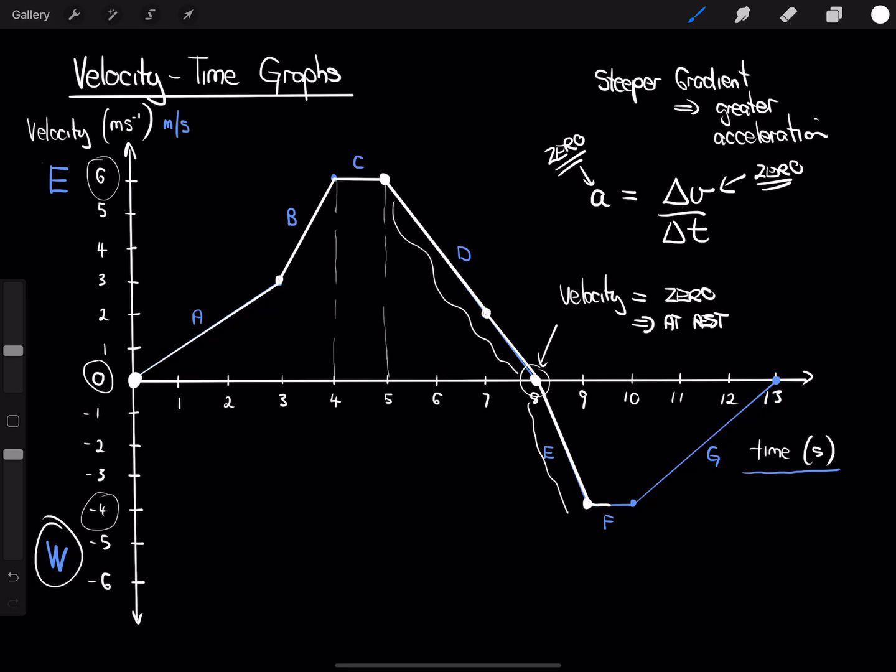In section F, we can see that it's maintaining a constant velocity of negative 4 meters per second, or 4 meters per second in the westerly direction, until finally in section G, it starts to slow down. Remember, it was travelling in the westerly direction. It's slowing down, and after 13 seconds, it has returned to rest. Its velocity is 0. So that's a brief description of what's going on with this journey.